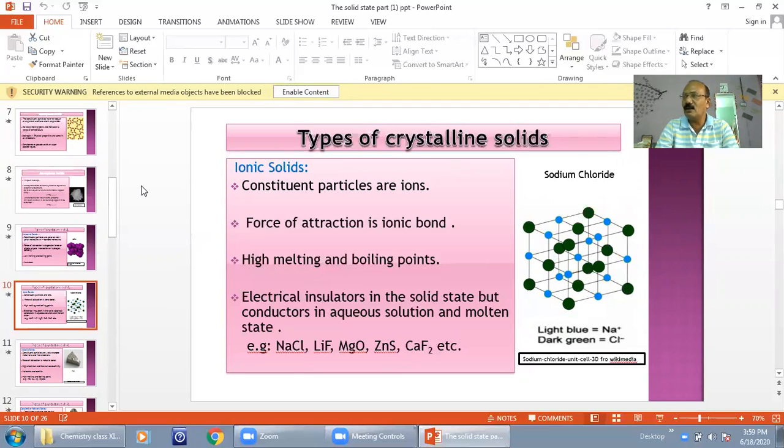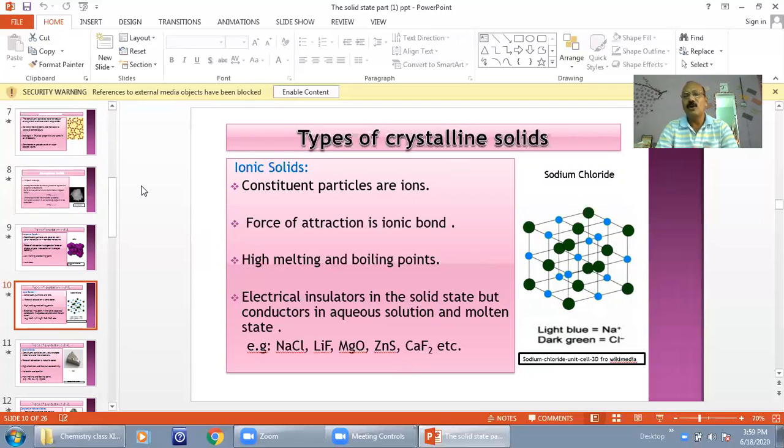When NaCl undergoes fusion, there is formation of Na positive and Cl negative. Na can release one electron on oxidation to form Na positive, and Cl gains an electron to form Cl negative. So the constituent particles are ions. The force of attraction is the ionic bond only. They have high melting and boiling points. They are electrical insulators in the solid state, but in the molten state or in aqueous solution, they behave as a conductor. Remember this one.